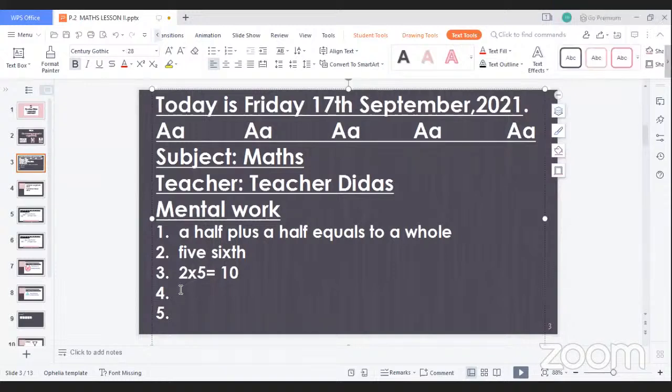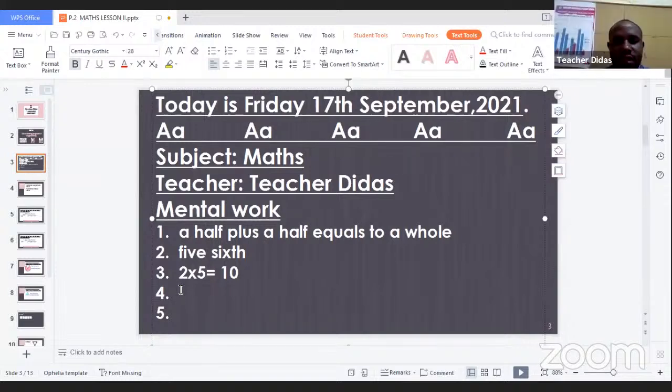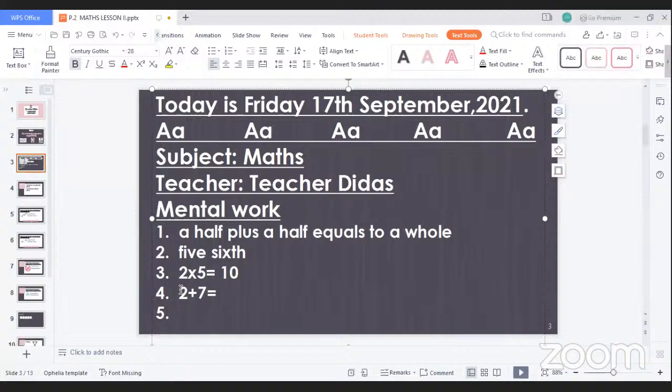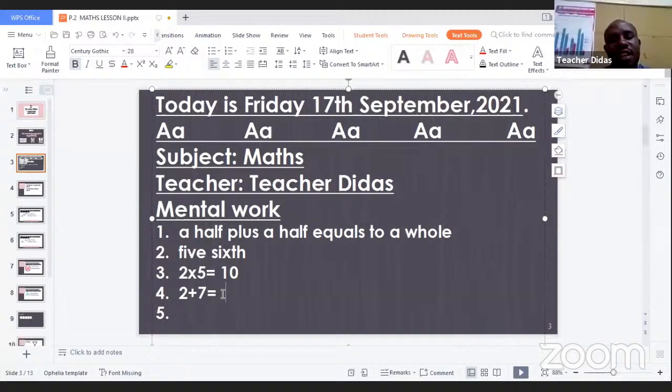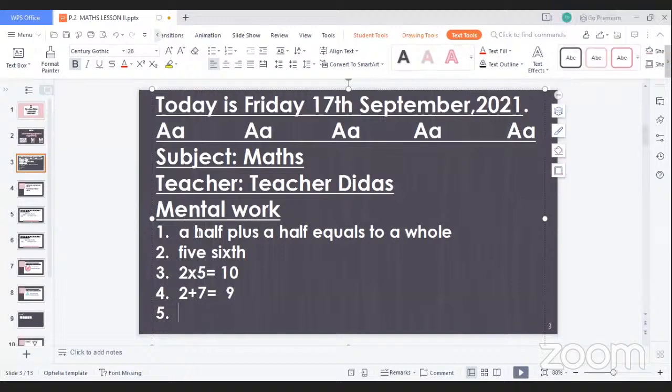So can you tell me the answer for number 4 and 5? 2 plus 7. What's the answer? What did you put as the answer? 9. Okay, number 5. I didn't write number 5. Thank you for not writing number 5.